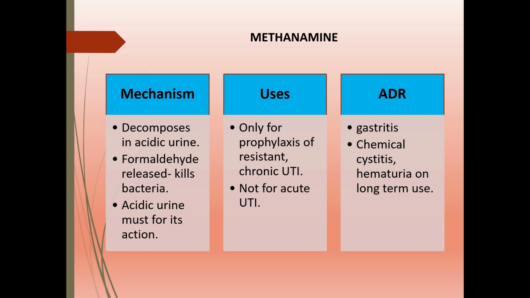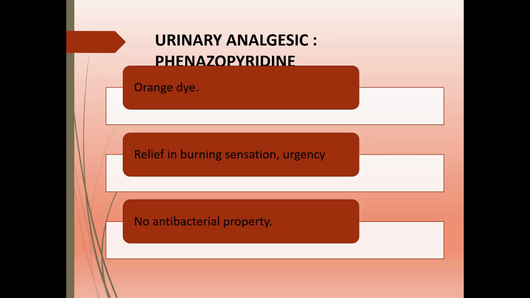So what are the adverse drug reactions? Similar to nitrofurantoin, it can also cause gastritis. It can also cause chemical cystitis and hematuria in long-term use, and it should not be given in renal impairment. Now, this is another urinary analgesic. It doesn't have any antibacterial properties, just an analgesic. It's mainly used for relief of burning sensation and urgency. It's nothing but an orange dye. It's an analgesic with no antibacterial property. Phenazopyridine.